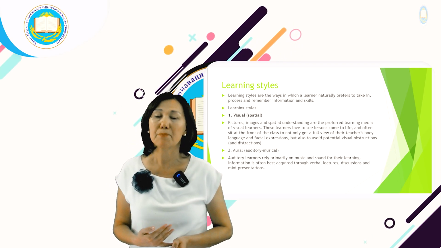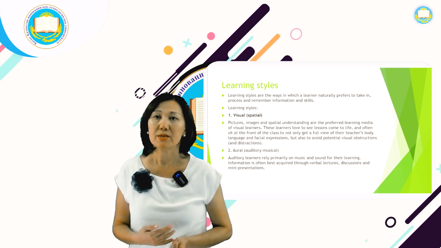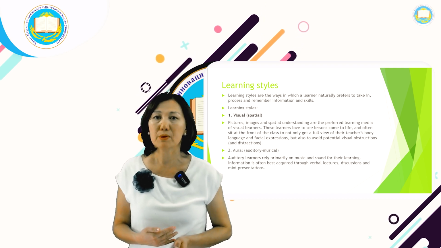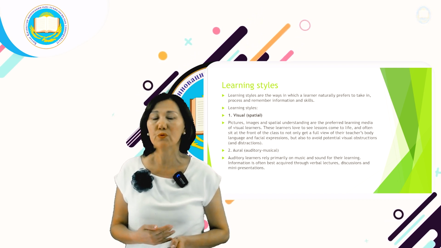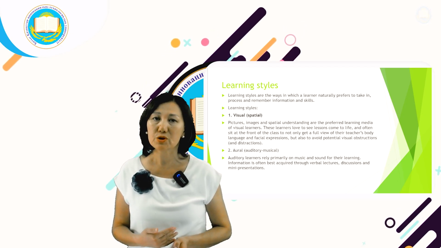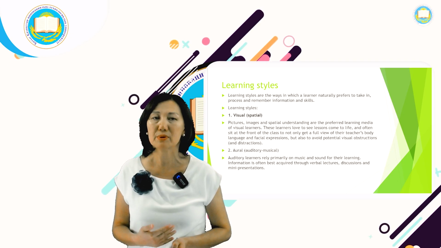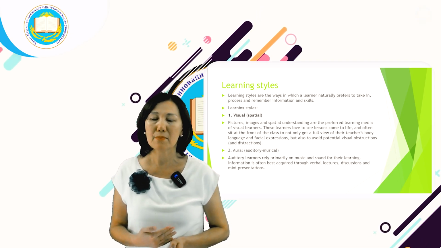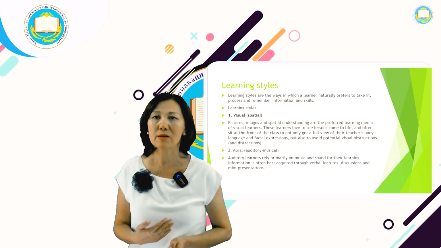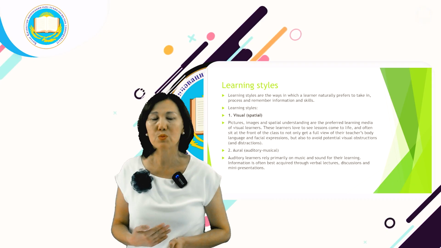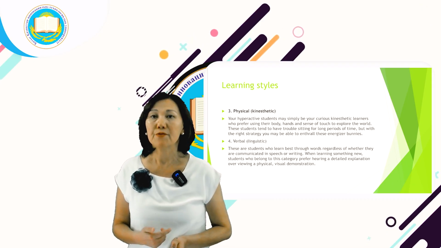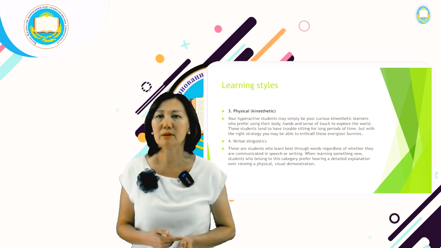So the second type of the learners are oral. So we sometimes call them auditory learners. So they rely primarily on music and the sound for their learning. Information is often best acquired through verbal lectures, discussions, and the mini presentations. And then nowadays, many young learners, especially teens, like listening to different songs in English language, and in this way they acquire the language.